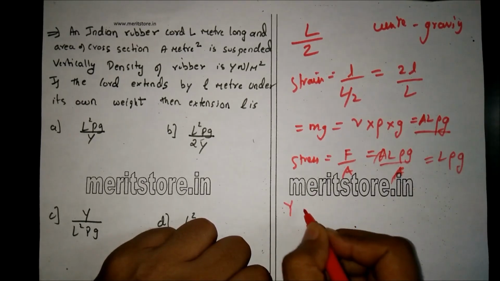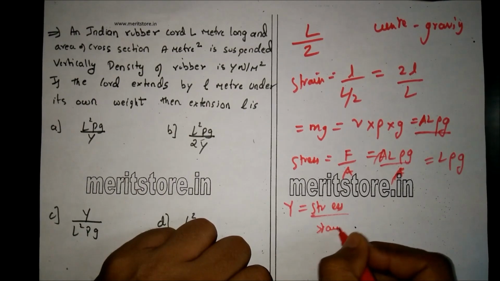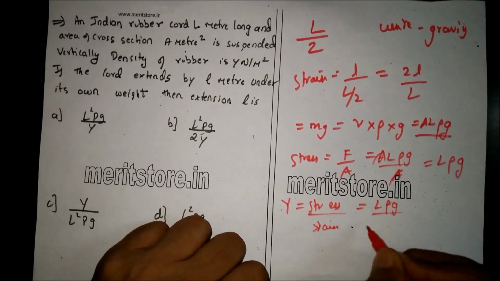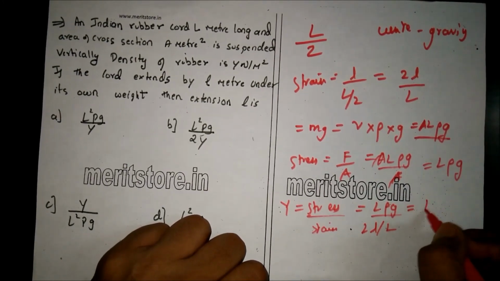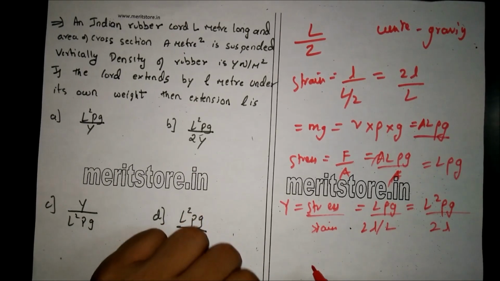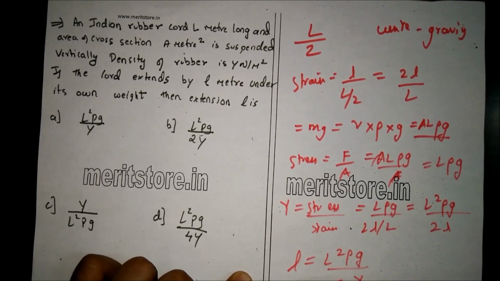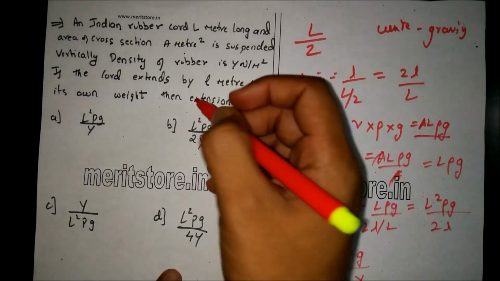Therefore, the Young's modulus Y will be equal to stress upon strain. Stress will be equal to L into rho into g upon strain, which is 2l upon L. Therefore, Y is equal to L square rho g upon 2l. Therefore, we need to find the value of l. l will be equal to L square rho g upon 2Y. Therefore, here the correct answer will be option B.